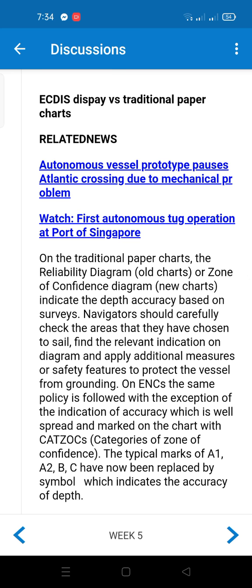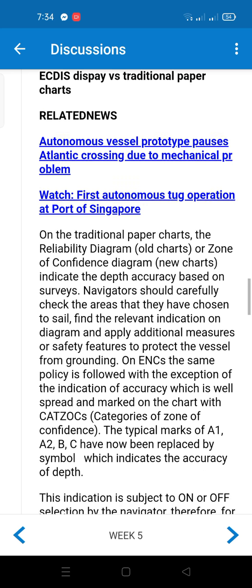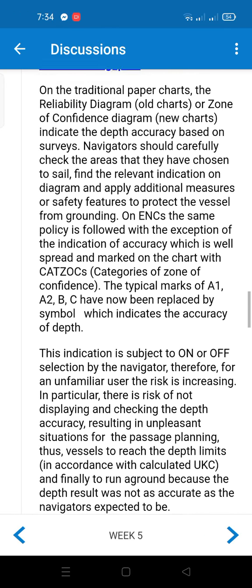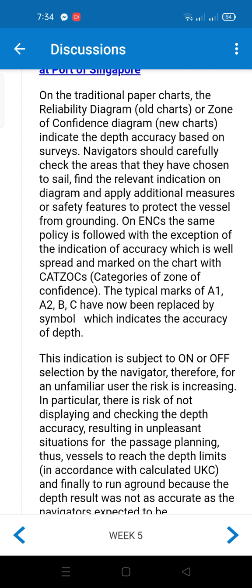ECDIS display versus traditional paper charts. On the traditional paper charts, the reliability diagram or zone of confidence diagram indicates the depth accuracy based on the survey. Navigators should carefully check the areas that they have chosen to sail, find the relevant indication on the diagram, and apply additional measures or safety features to protect the vessel from grounding.